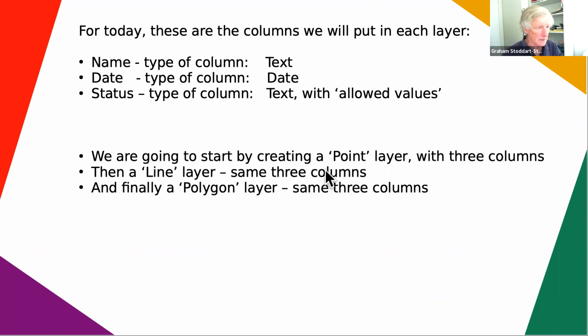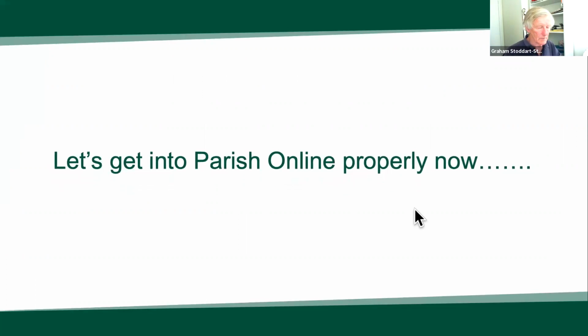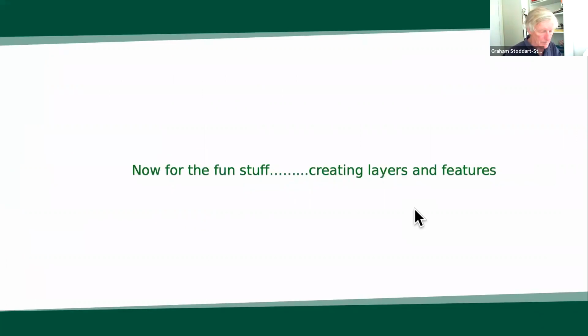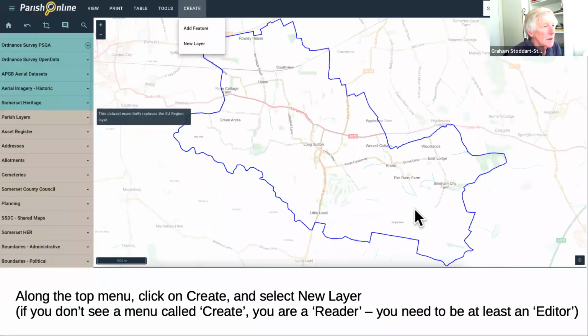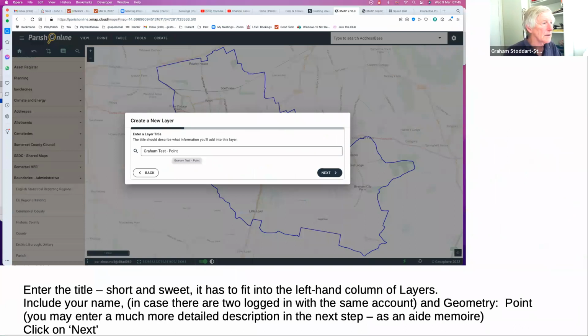But we're going to start this afternoon by creating a point layer. Then we'll do a line layer, and you've already got a polygon layer. And if we use the same data all the time, then it's easy to recognize what we're up to. So you need to be in this part of Parish Online on your screen. You need to create a new layer, and you're going to create a point layer. I don't think you need anything that I'm showing on my screen now.